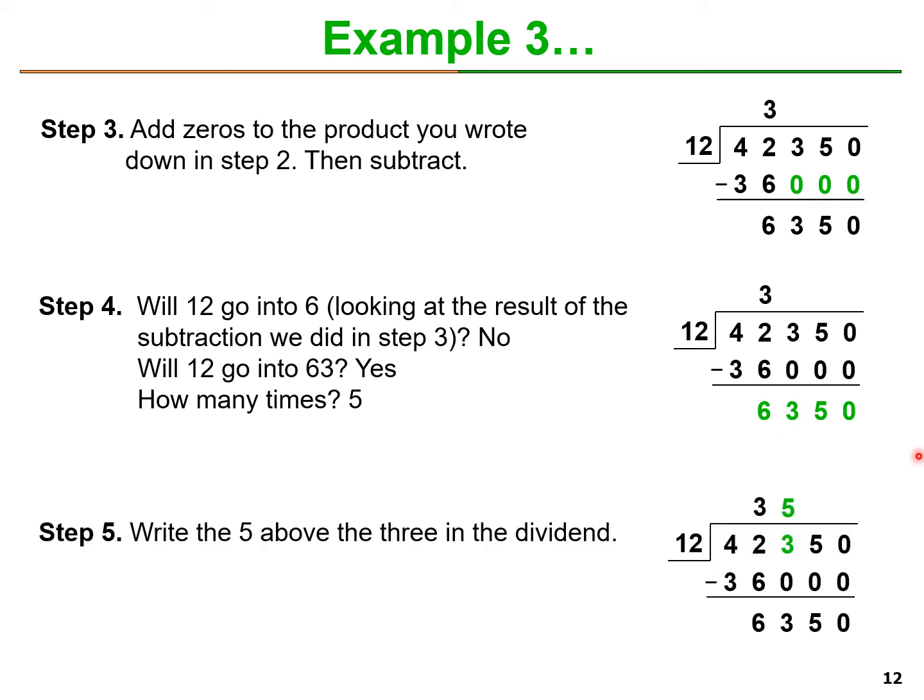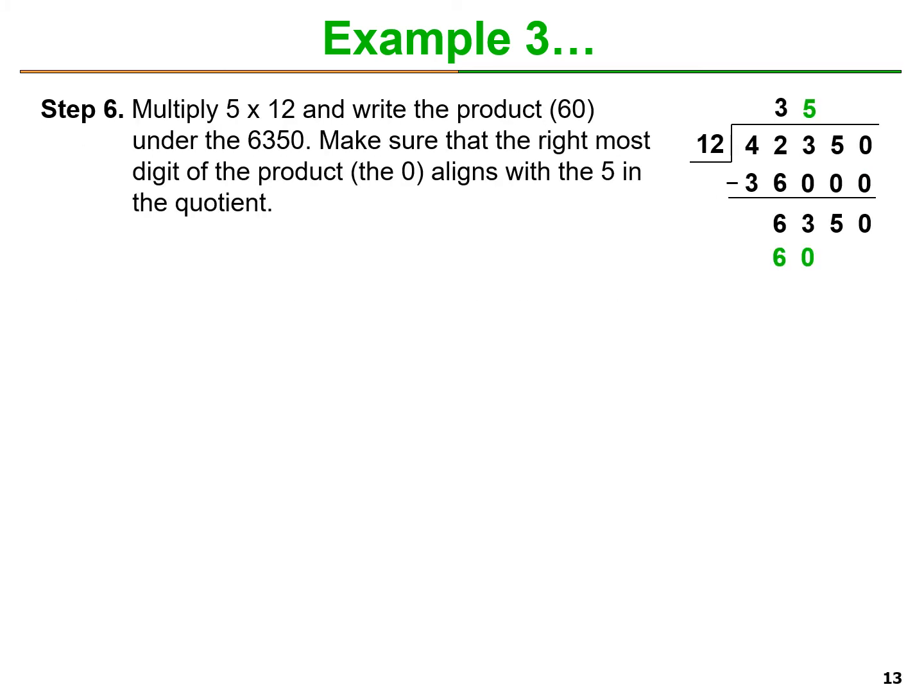So we write the 5 above the 3 in the dividend because we're considering these 2 digits here, 63. 12 goes into 63, and 3 is the rightmost digit in 63. So we put the 5 in this column right here. Okay, now multiply 5 times 12. 5 times 12 is 60.